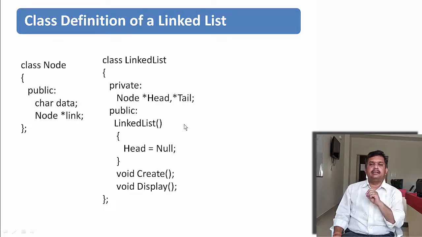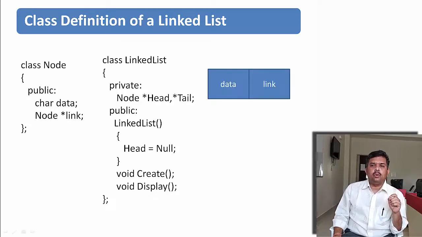And in this video we are going to discuss how to create and how to display a linked list. So basically a node of a linked list will look like this. It will have two parts, one containing the data and the other containing the link.